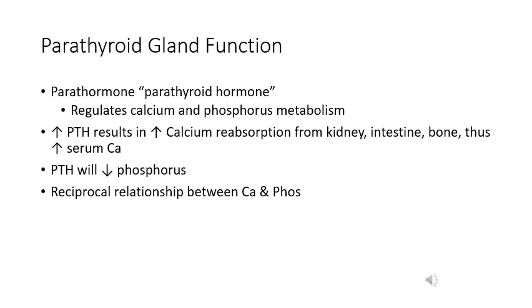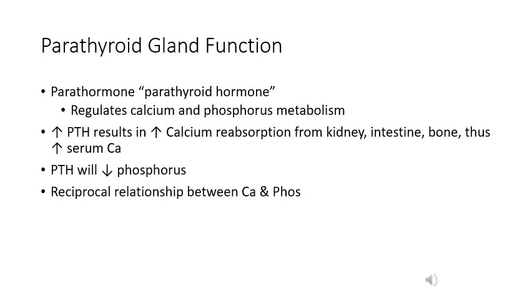So we've talked a little bit about parathyroid gland function already as it relates to calcium. Parathormone, or parathyroid hormone, regulates calcium and phosphorus. If we remember, parathyroid hormone pulls and calcitonin keeps, or calcitonin tones the bone. So increased parathyroid hormone will result in a higher blood calcium because it's going to increase the amount pulling from the bone. It's going to increase the amount being reabsorbed from the kidneys, intestines, etc. So it's going to increase serum calcium.